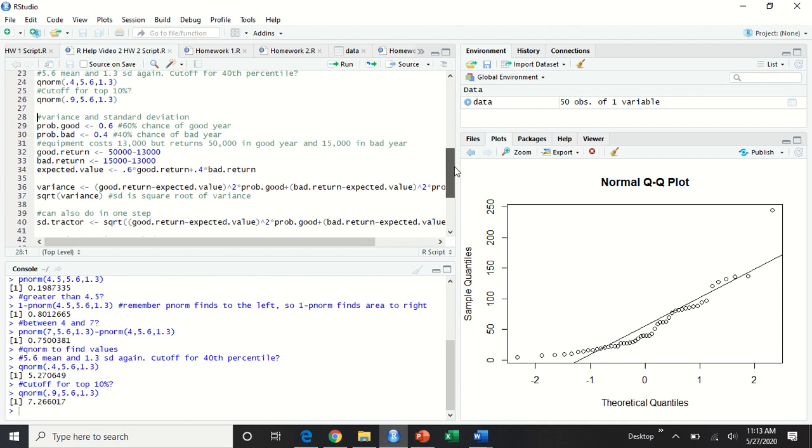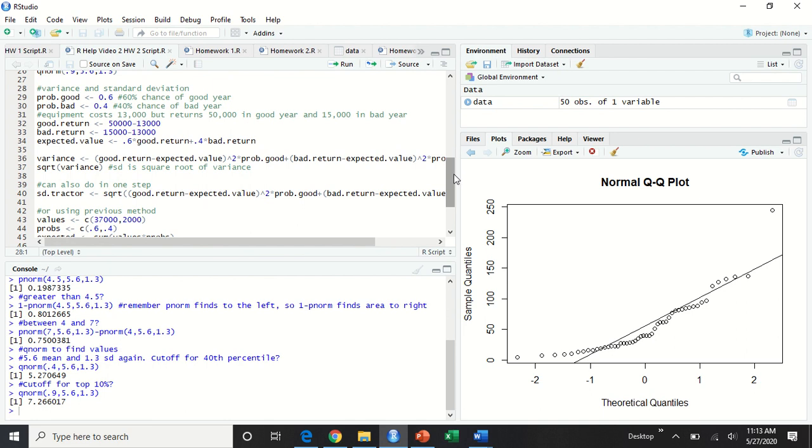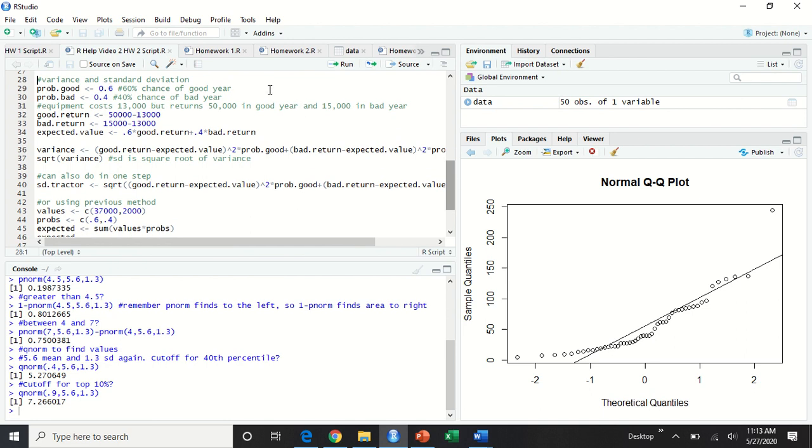Next, to find variance and standard deviation, there are two main methods I want to cover. Let's say we have a scenario where we have a probability of a good year as 60%, probability of a bad year 40%, and let's say we have a piece of equipment that costs $13,000 but returns $50,000 in a good year and $15,000 in a bad year.